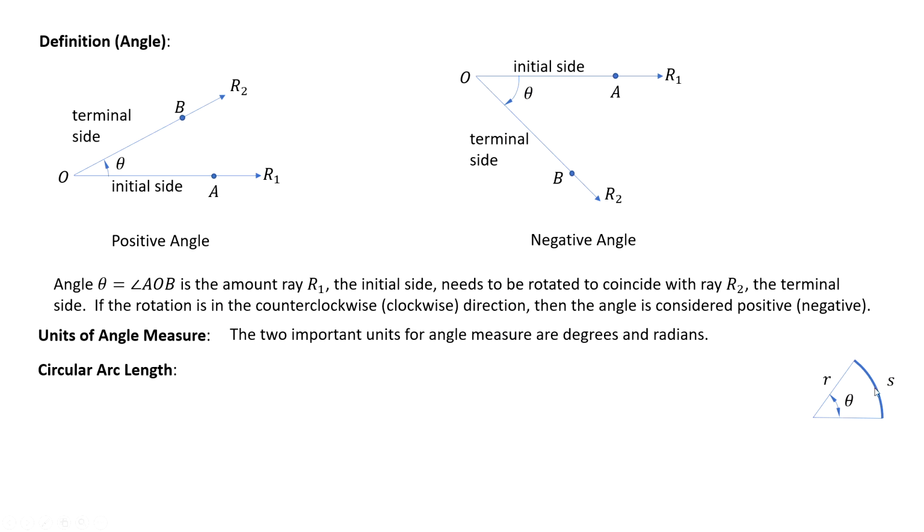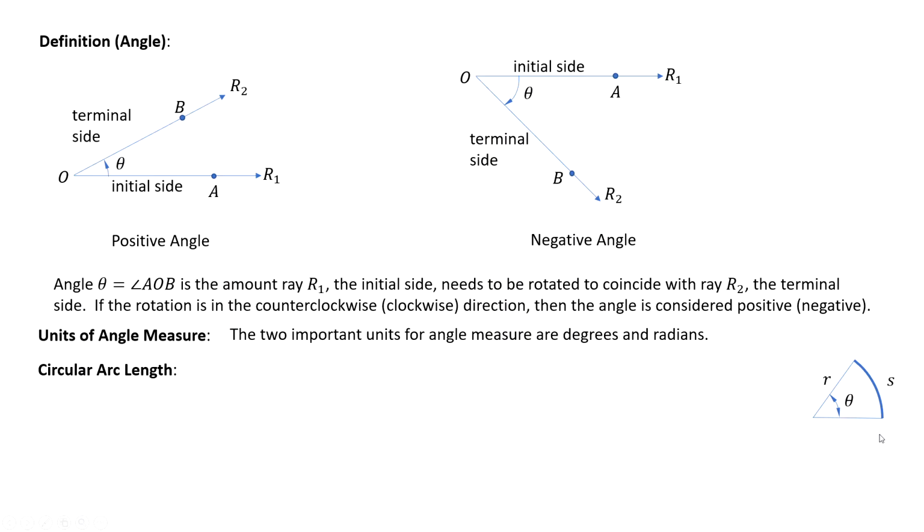I took a part of a circle. There was a full circle with radius r. Here, I took only a part of that circle. And that curvy part, I want to know what the length of that curvy part is. That is actually called an arc of a circle. And I want to know what the length of that arc is. That is, I want to know what the arc length is, and that is S.